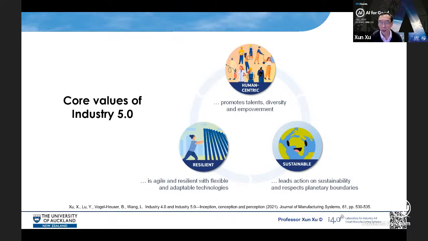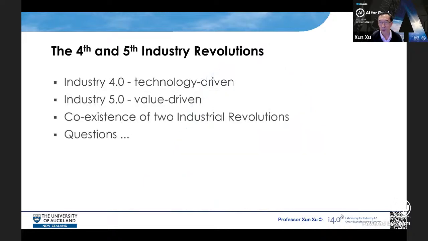Well, clearly, we're still in Industry 4, and now Industry 5 comes along. So really, there has been talk that Industry 4 is technology-driven and Industry 5 is value-driven. So clearly, we have two industrial revolutions coexisting at this time. This hasn't happened in the past, from the first to the fourth industrial revolution. So clearly people will ask questions, and we have a few questions in that paper. I'll just relay these questions to you, and I'll speak to them and perhaps provide some discussions and answers if I can.